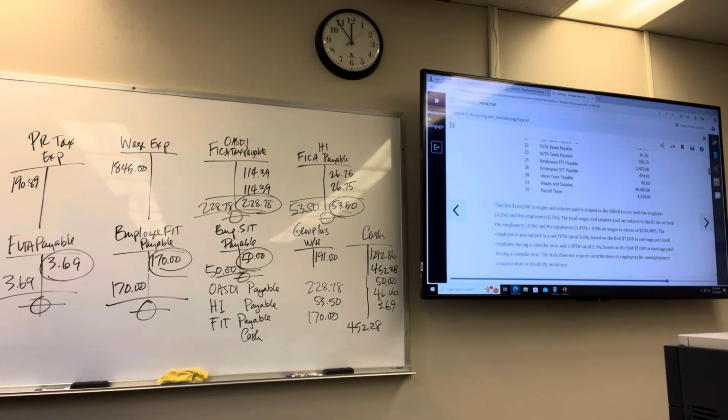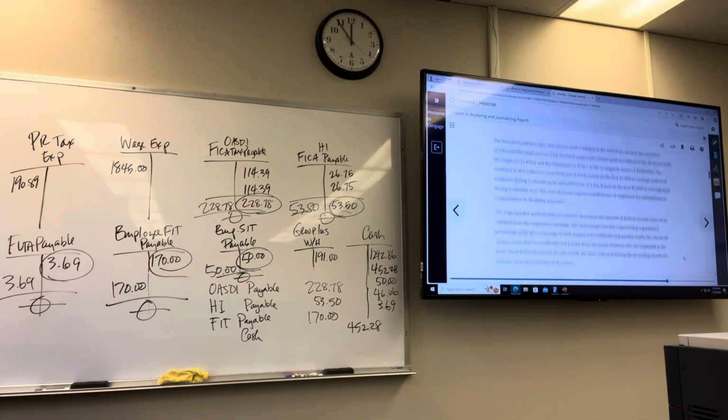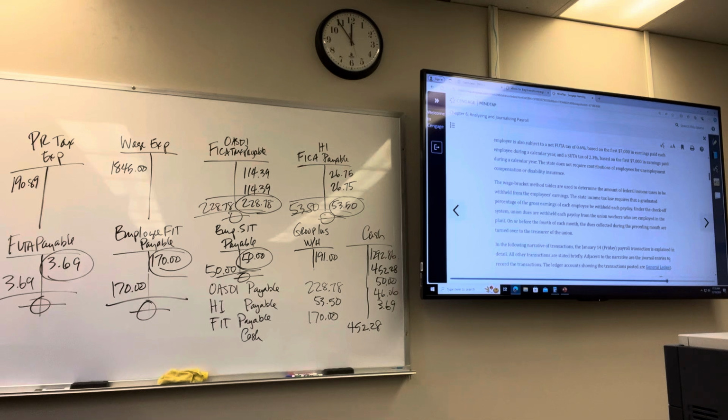All this information, you already know this stuff, what the OASDI wage base is and what the tax rates are, what the FUTA wage base is and the tax rate and all of that. They've given us a SUTA tax rate of 2.3%, again, based on the first 7,000 in earnings. Wage bracket methods are used. Let's see.